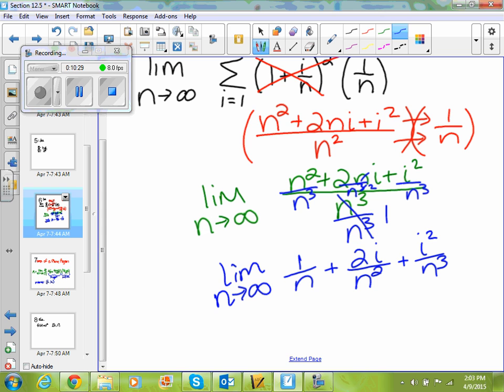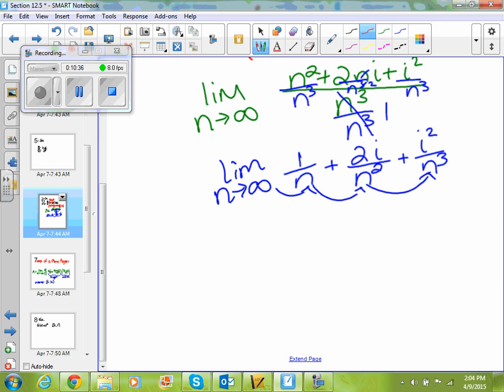And so then I know that as n approaches infinity on any of these functions, what is that going to equal? Let's start with 1 over n, 0. 2i over n squared is 0. i squared over n cubed is 0. So my limit of that sum is 0.